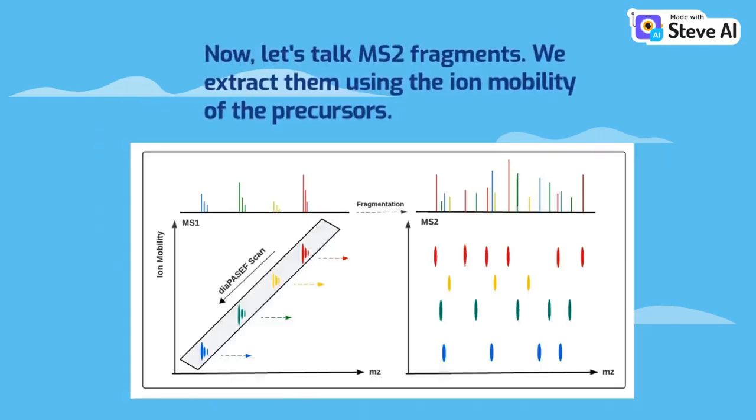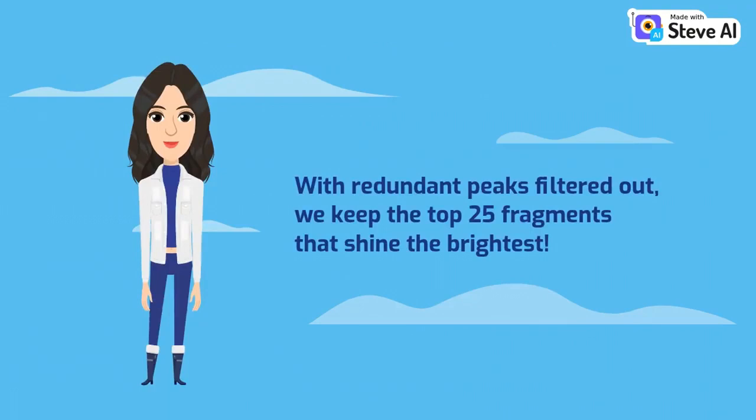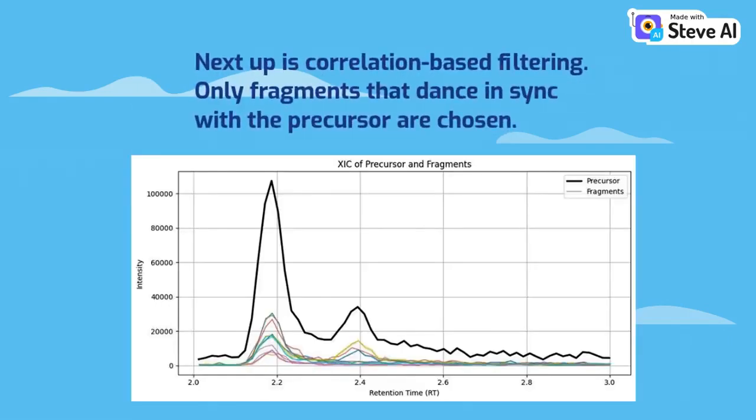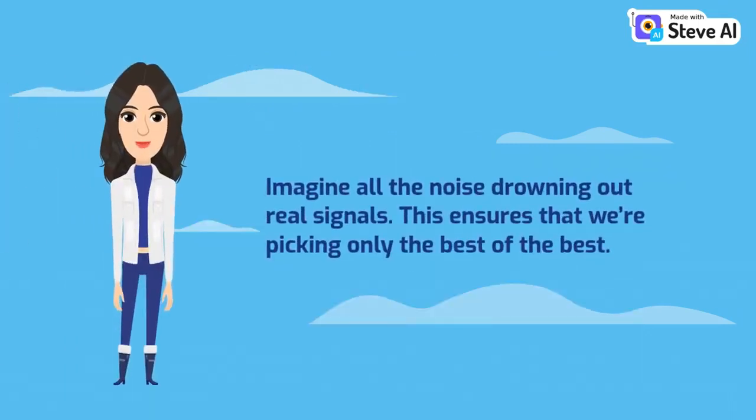Now let's talk MS2 fragments. We extract them using the retention time window around our precursor's apex. With redundant peaks filtered out, we keep the top 25 fragments that shine the brightest. Next up is correlation-based filtering. Only fragments that dance in sync with the precursor are chosen. Imagine all the noise drowning out real signals. This ensures that we're picking only the best of the best.